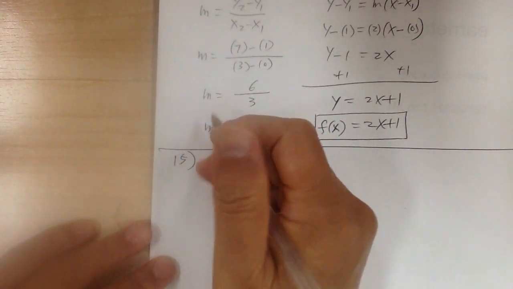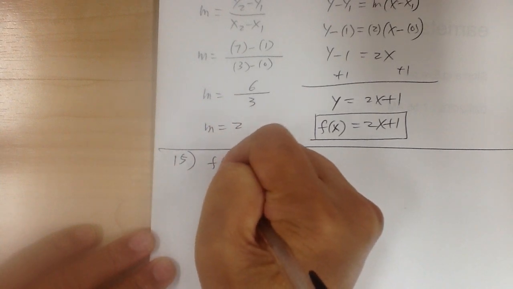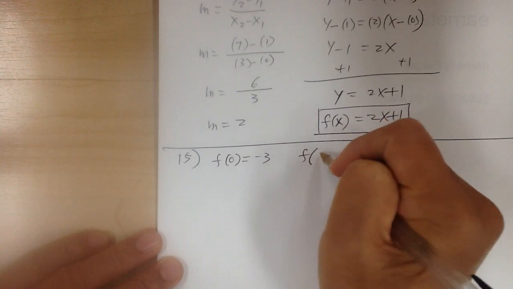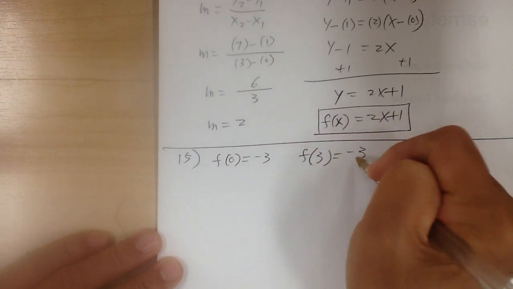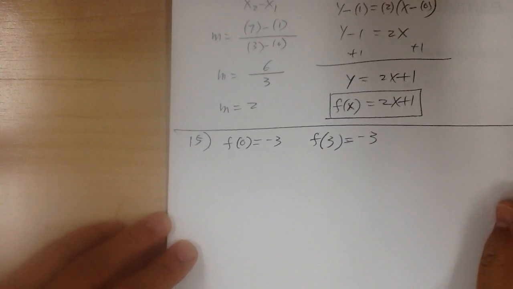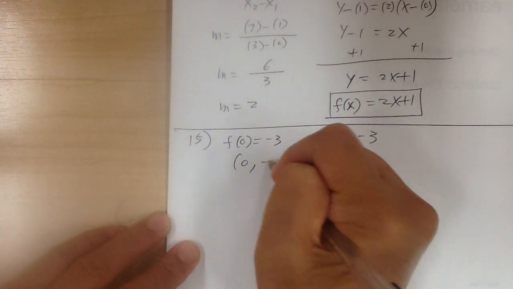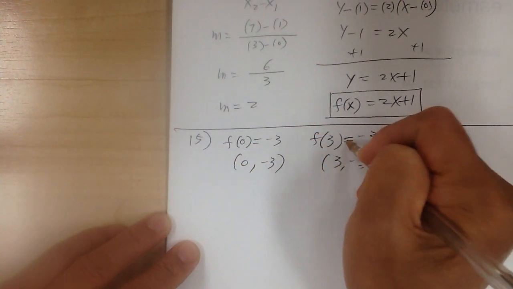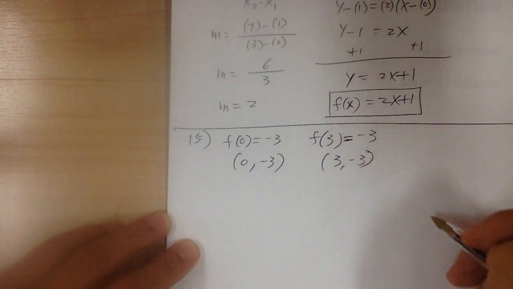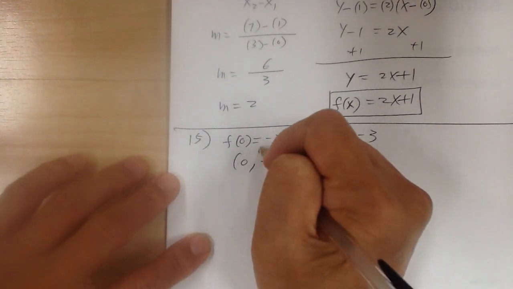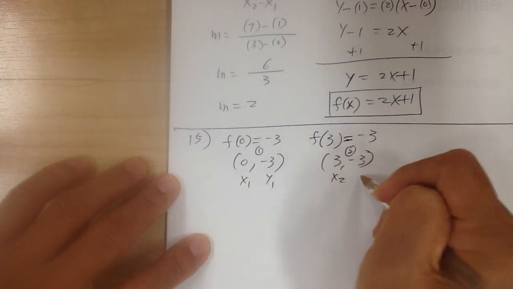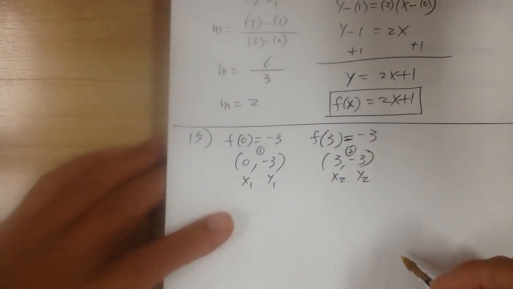Number 15. You got f of 0 equal to negative 3. Got f of 3 equal to negative 3. So this is point 0 comma negative 3. This point is 3 comma negative 3. So this is point 1, so it's x1, y1. This is point 2, so it'll be x2, y2.